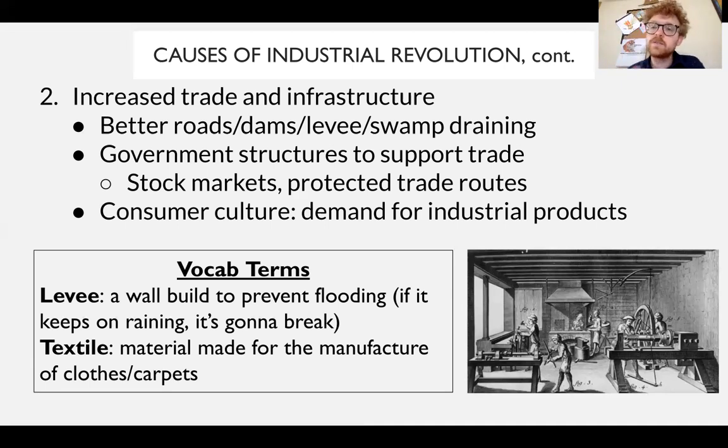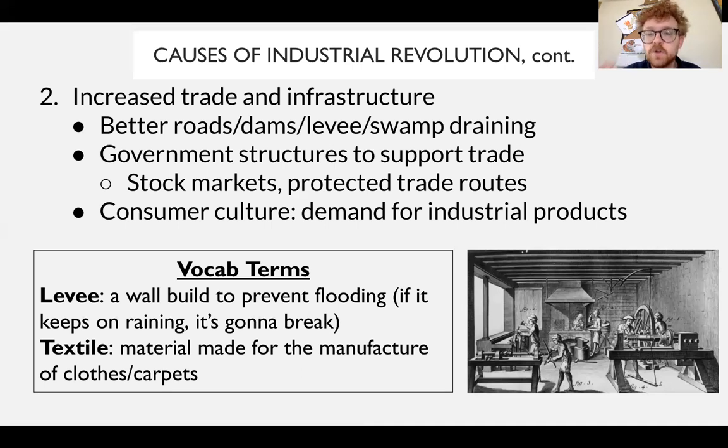But we're also seeing the development that is in tandem with the rise of the middle class. We see the creation of what we call consumer culture. So within this property middle class, they have the money to buy industrially made goods. So there is a market, a demand for industrially produced goods. This is leading to an incentive to produce those industrially made goods to meet demand.